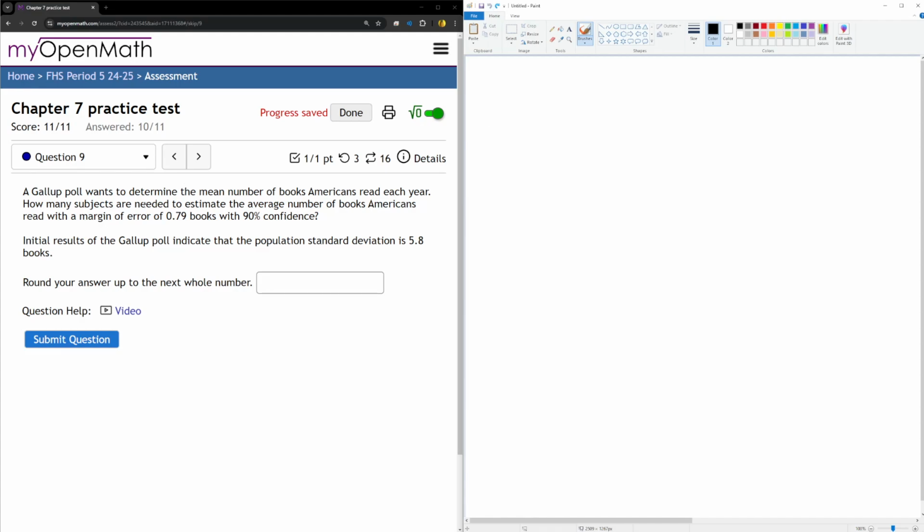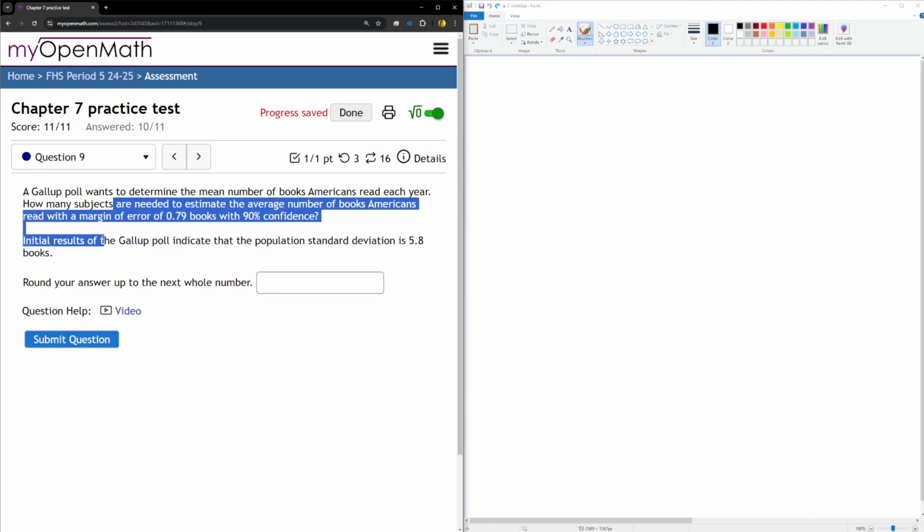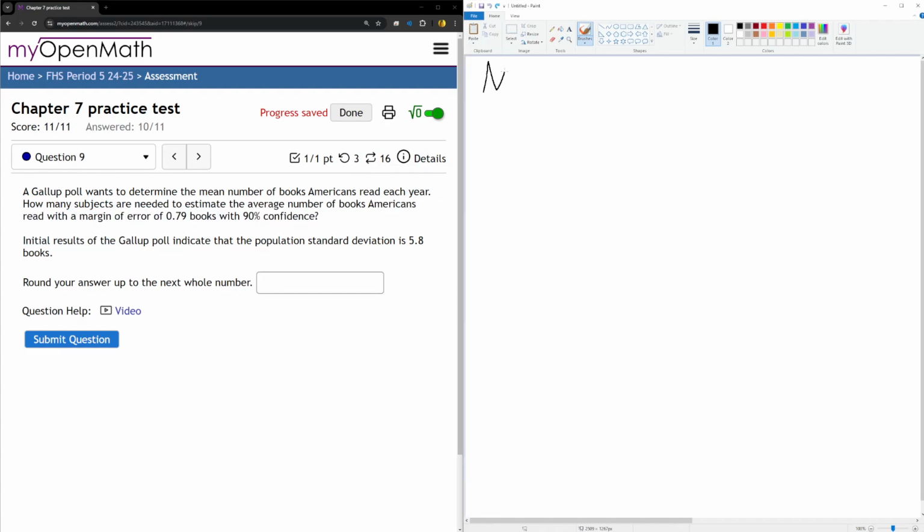How many subjects are needed to estimate the average number of books Americans read with a margin of error? Blah, blah, blah. Okay, we don't have an N. We don't have a number. But they're willing to give us a margin of error of 0.79 and 90%. Population standard deviation is 5.8.